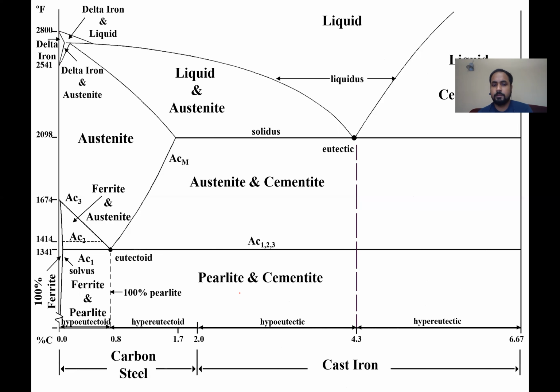Some numbers might not be what you see in the literature because those numbers vary depending on what system you're looking at. For example, I've shown here 0.8. Most books show this number to be 0.77% carbon. And here I have 2%. Most books show this to be 2.1% carbon. So a small variation will exist, but the basic structure of an iron carbon phase diagram is like this.